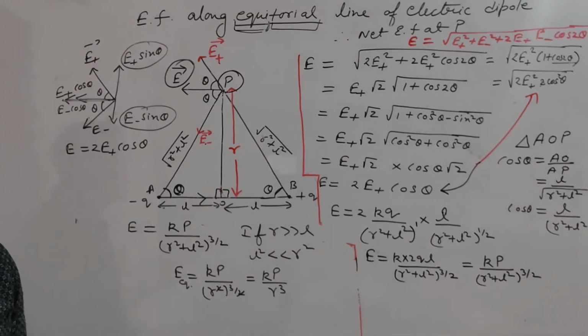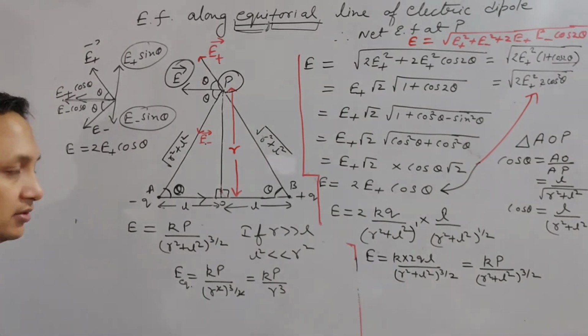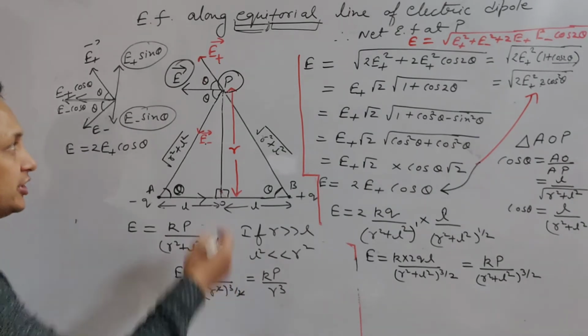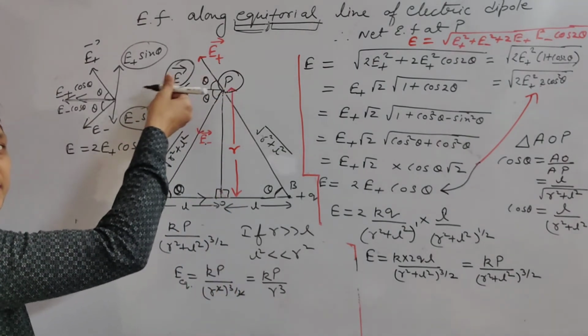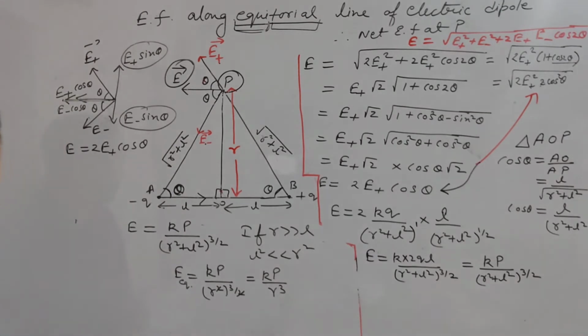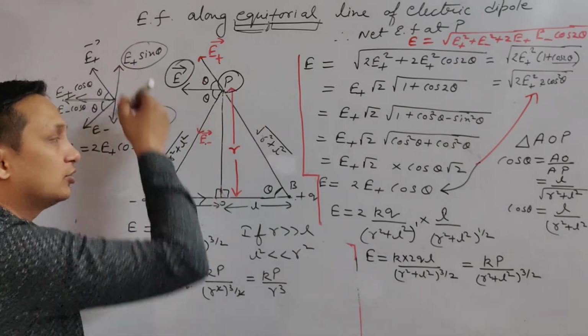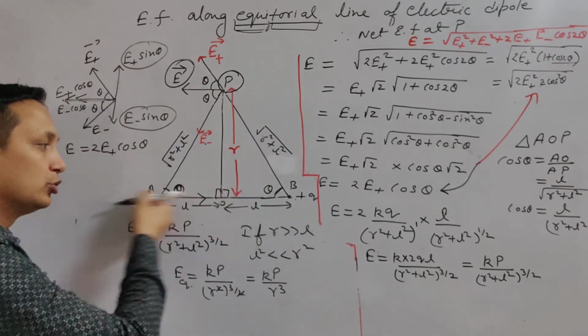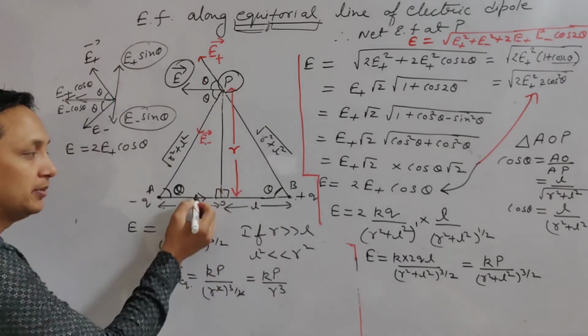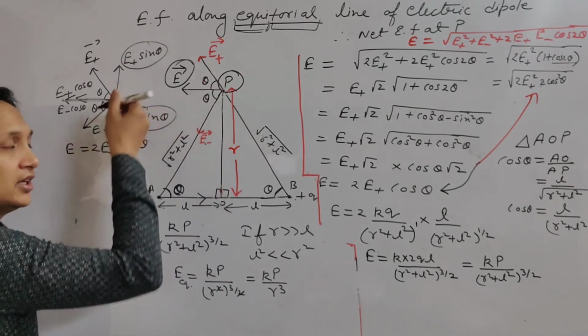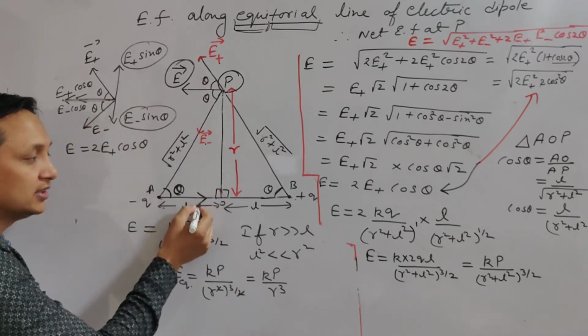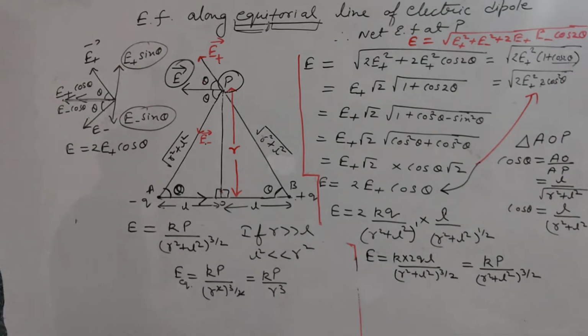Now if somebody asks you, sir, what is the direction of that, what will you say? Check it out, the direction is this side. And what is the direction of the electric dipole moment? It is from minus q to plus q. And what is the direction of E? It is opposite to this direction. So that means this net electric field direction is opposite to the direction of the electric dipole moment.